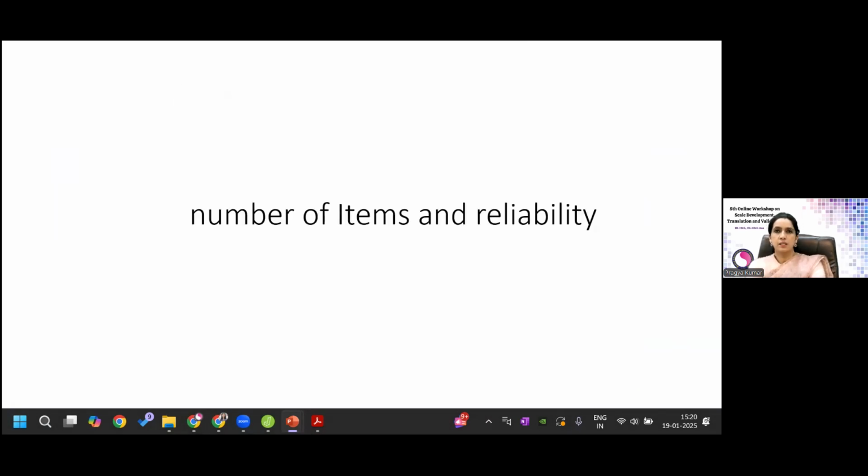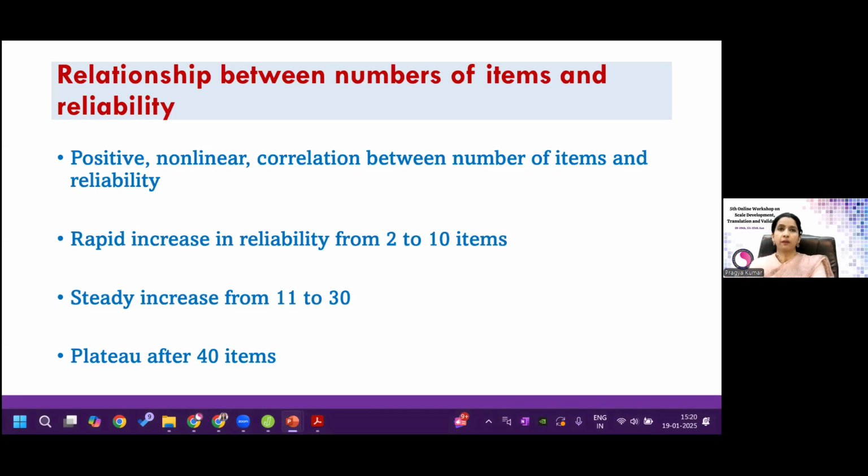Now there is a relationship between the number of items and reliability. There is a positive but non-linear relationship between the number of items and reliability. Initially, some participants asked whether they can measure a construct by a single item. We said no. The reliability of a scale decreases if the number of items is very small.